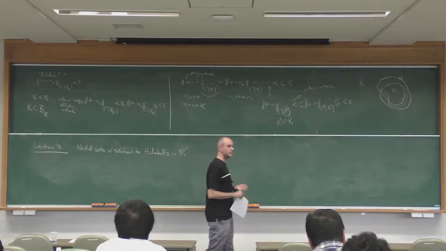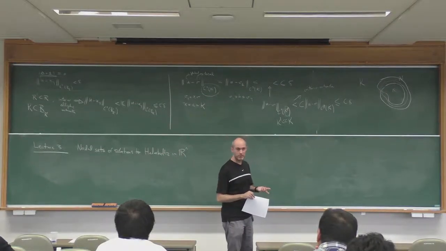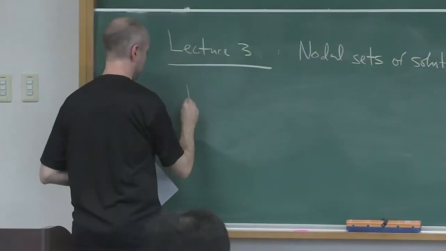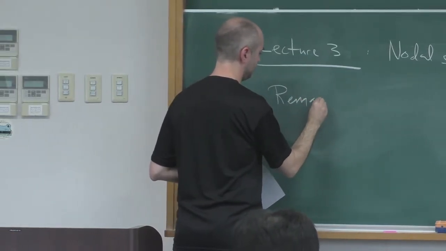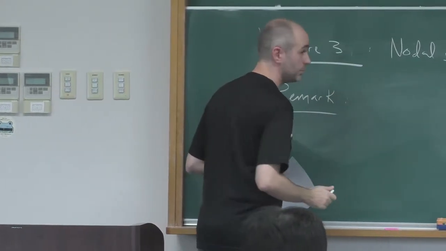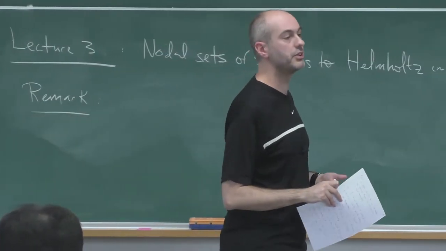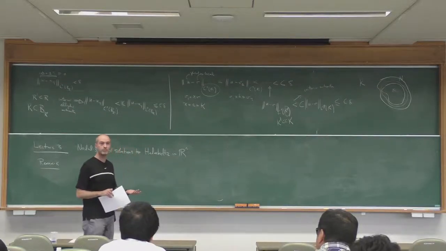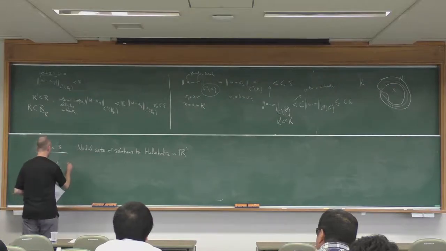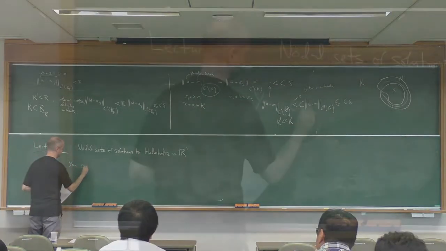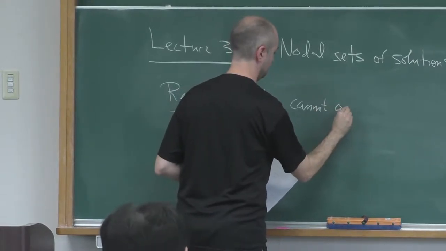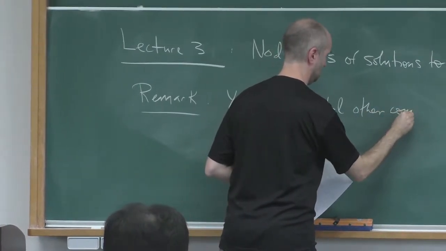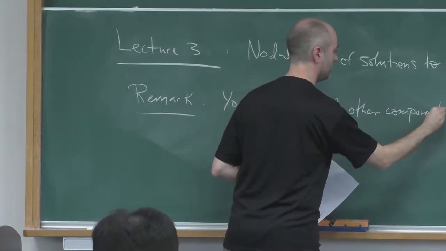So again, another remark is what happens with other components. We cannot control other components. This is just before stating the theorem, because some people asked me yesterday about what happens with other components. In general, the solution will have other components in the zero set, and you cannot control them. So you cannot control other components of the nodal set.